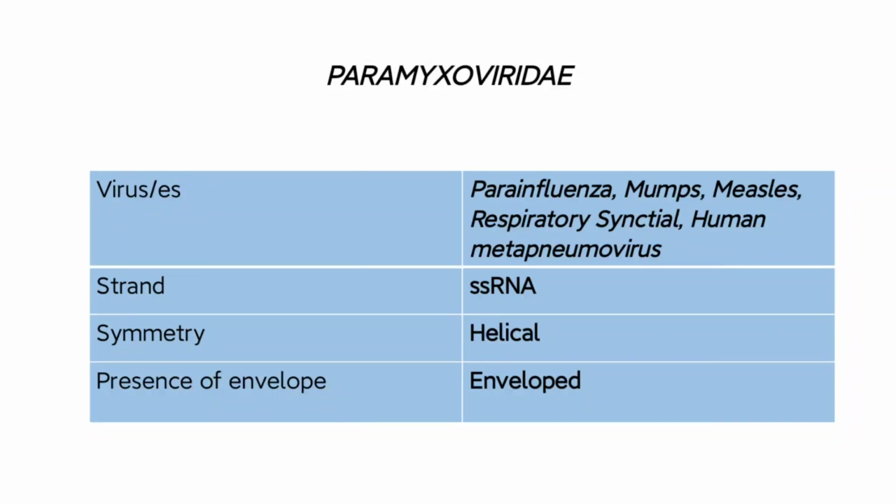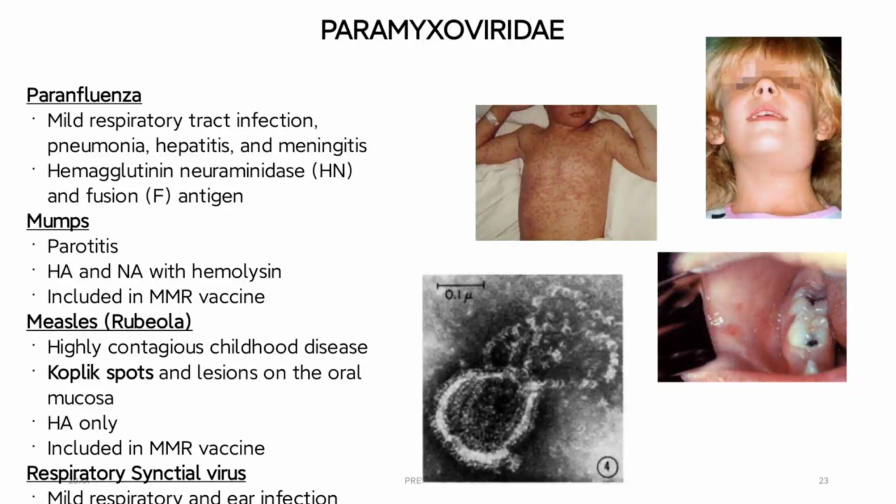Next is the Paramyxoviridae. So, Paramyxoviridae, we have the parainfluenza, mumps, measles, respiratory syncytial virus, and the human metapneumovirus. So, lahat ng Paramyxoviridae, they are all single-stranded RNA. They are helical in symmetry, and they are enveloped. Yan. So, Paramyxoviridae, they have mild infection or mild respiratory infection.